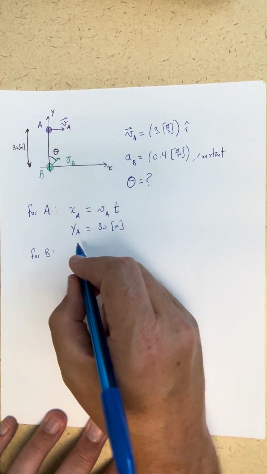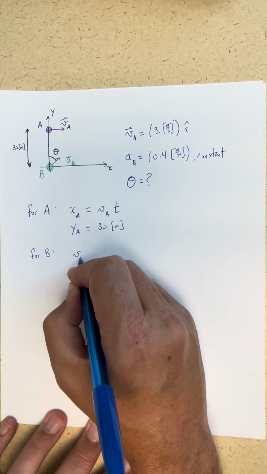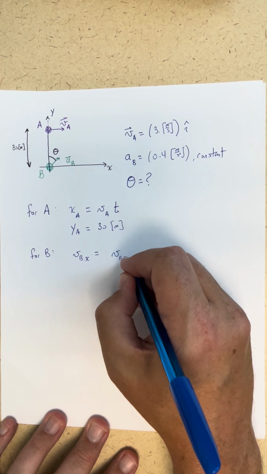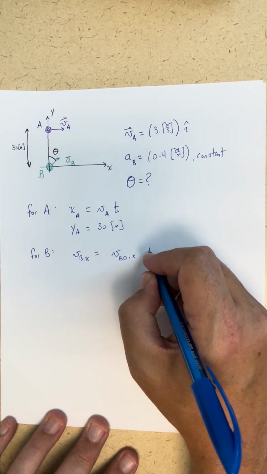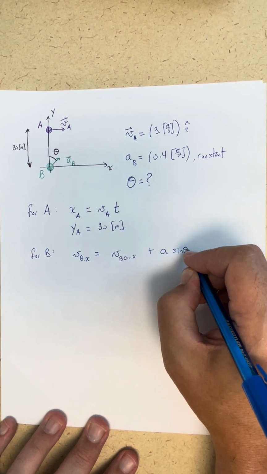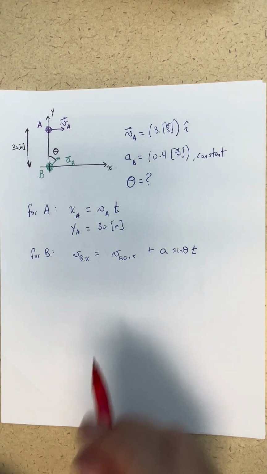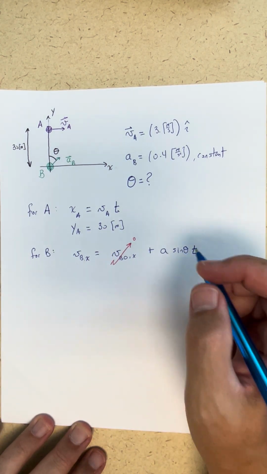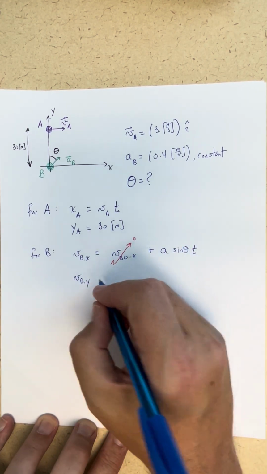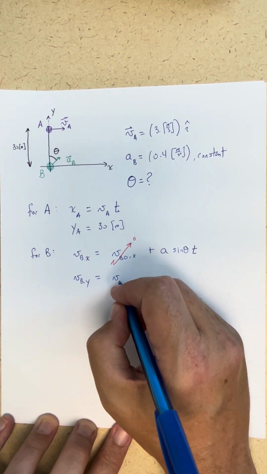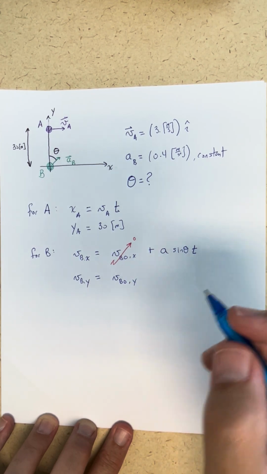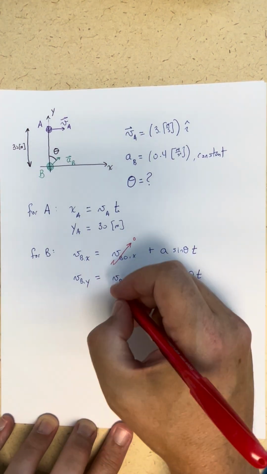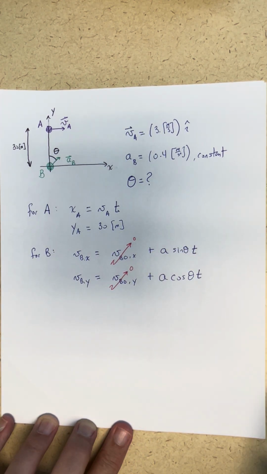So for B, we'll start off with the equations for the components of its velocity. The x component of its final velocity is going to be the x component of its initial velocity plus a sine theta times time. And this started off with no initial velocity, so I can throw that term out. And we have a similar equation for the y component of puck B's final velocity: B initial y component plus a cosine theta t. And again, no initial velocity in the y direction for puck B, so that goes to 0.